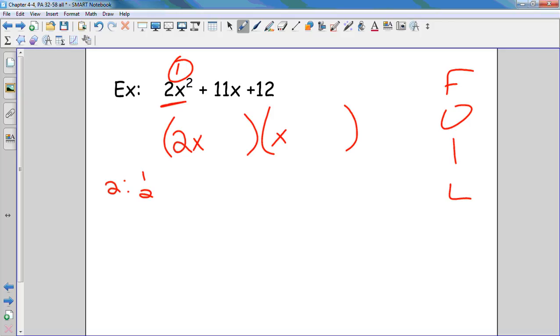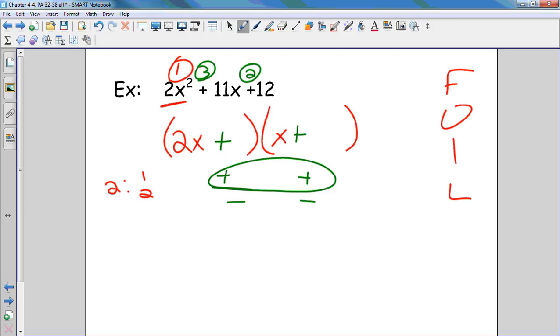Okay? Now, step 2, look at your signs. I have a positive, so what do I know about plus? Check number 3 is going to tell you what I got to have. I'm either going to have plus plus or minus minus, but step 3 tells me I have to have plus plus. Now here is the hard part.